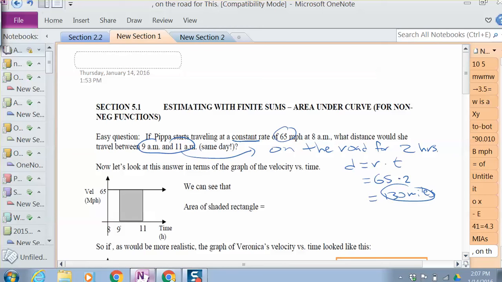And if we focus on the interval from 9 to 11, we would see that she's been on the road for 2 hours at a rate of 65. So we can think of this as length times width, or 2 times 65, which would be 130. And the units would work themselves out as well. Actually, let me rewrite that. 2 hours times 65 miles per hour. So you can see those cancel. And so we wind up getting just 130 miles for that one.